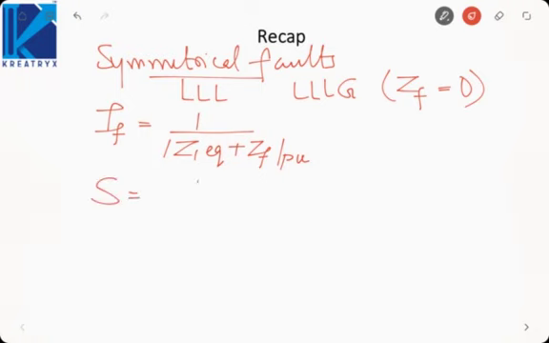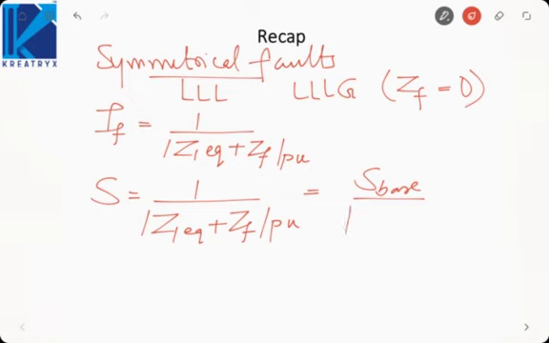Here S was 1 by Z1 equivalent plus ZF PU, or it was also equal to S base by mod Z1 equivalent plus ZF PU. This will be in MVA. This will be in PU. Okay, so this was the short circuit MVA.